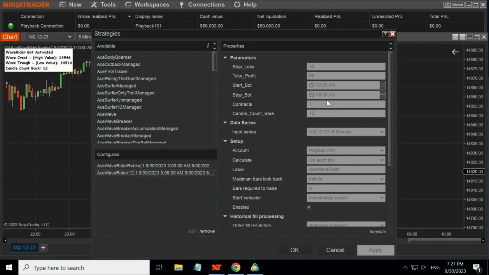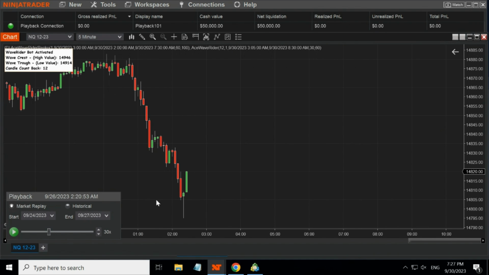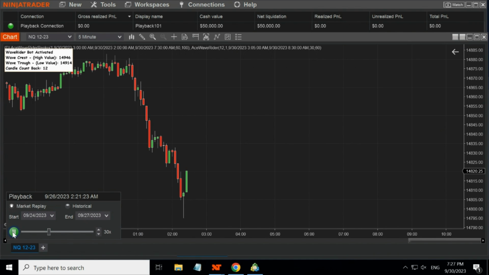Profit ratio, sorry. Again, I'm running one contract. I've got a 12 candle countback because I'm running 5 minutes. So 12 times 5 is 60. So I'm looking for the 60-minute wave an hour after the open. So the market opened at 2 a.m. And all seems to be good. I've turned it on. I'll go OK, apply. I'm going to run my playback here and we're going to watch it.